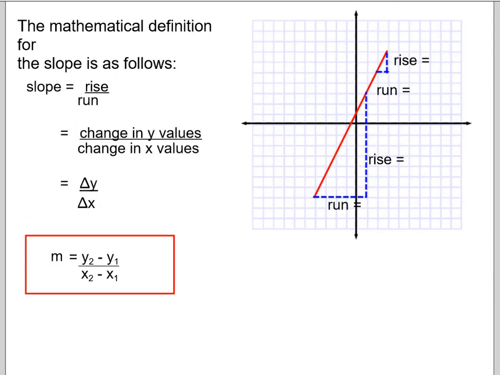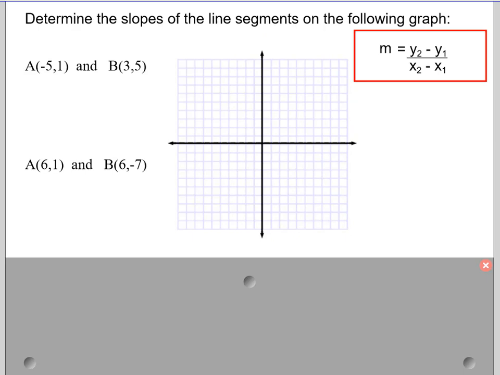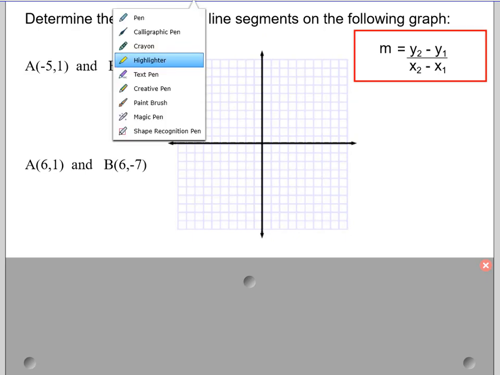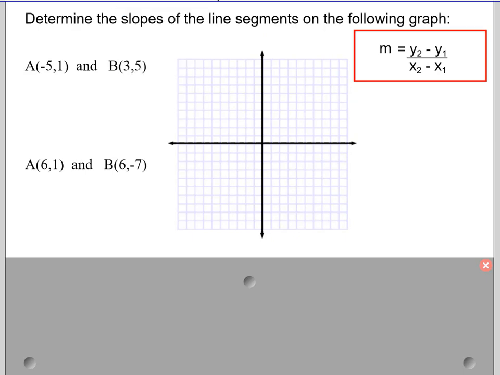So we can expand our definition of slope from rise over run to delta y over delta x to now we have our formula. Okay, so now the hardest part for people is just putting the values in the correct location. That's it. That's all you have to really worry about. Okay, so let's try one. So let's do, okay, determine the slopes of the line segments of the following.